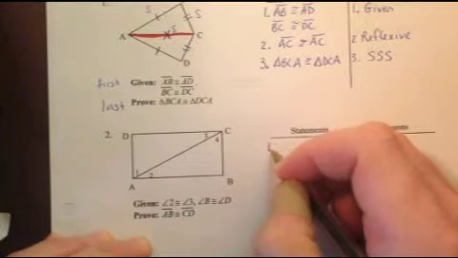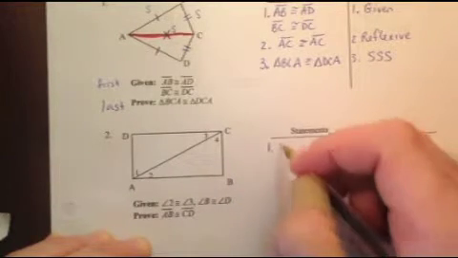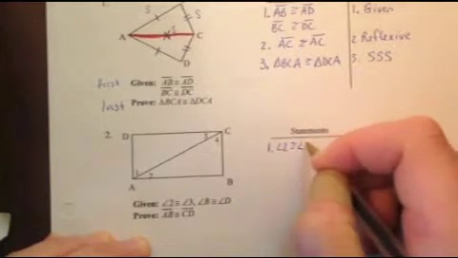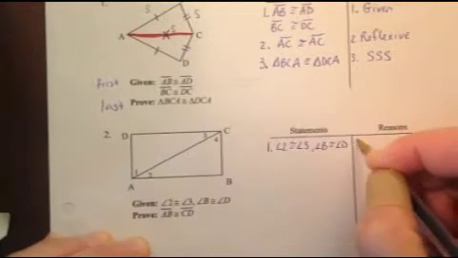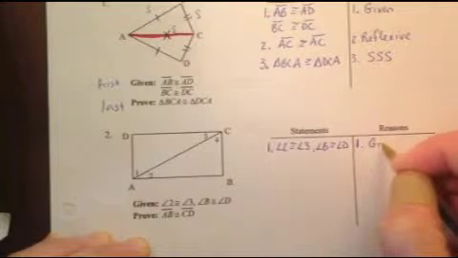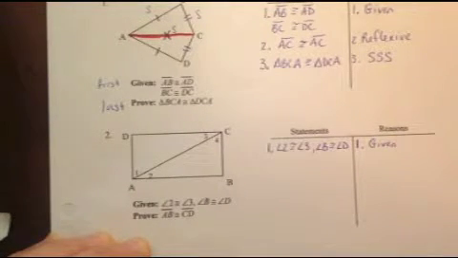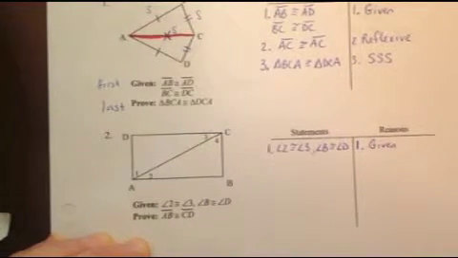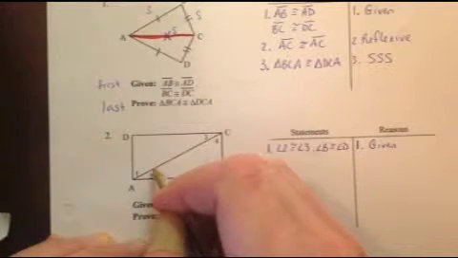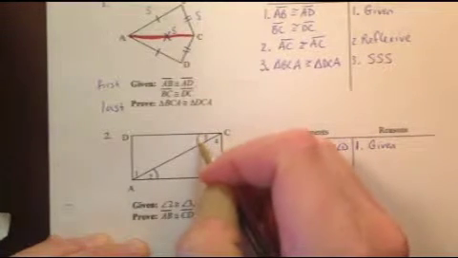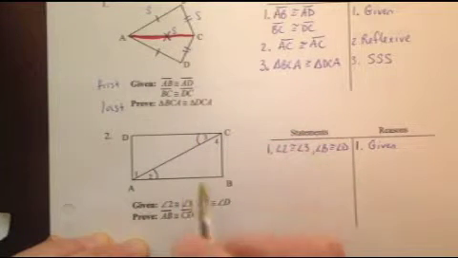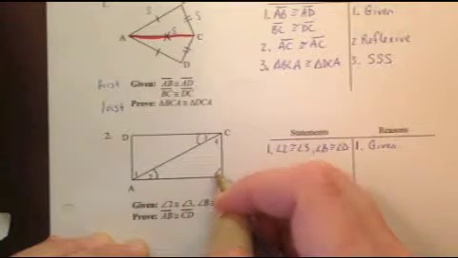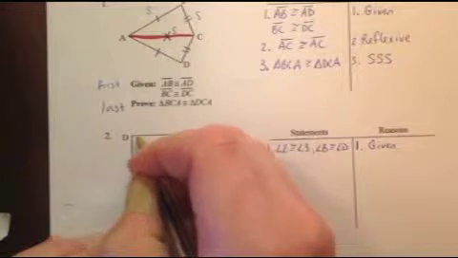Well, statement 1 is given. Angle 2 congruent to angle 3, angle B congruent to angle D. The reason? It's given. They give you that information, they tell us that that's true, so we assume it's true. Let's go ahead and label. So we've got angle 2 is congruent to angle 3. Now these are angles, so we use arcs to show that they're congruent. And then angle B, I'm going to use 2 arcs, is congruent to angle D.